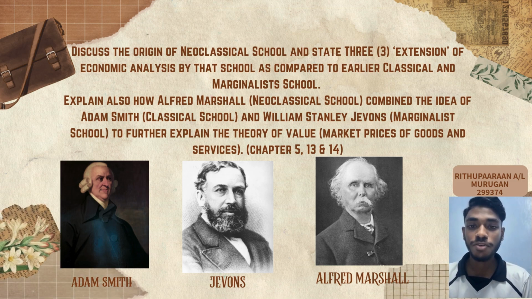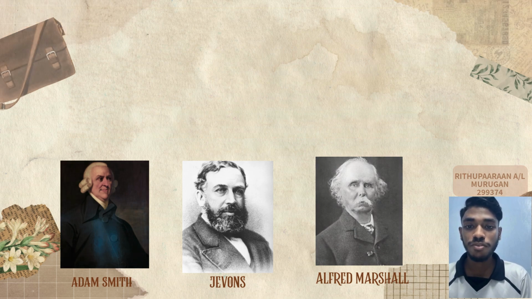We are from group 5 and we will be presenting about the question that was given to us, which is: discuss the origin of neoclassical school and state 3 extensions of economic analysis by that school as compared to earlier classical and marginalist schools, and explain how Alfred Marshall's neoclassical school combined the ideas of Adam Smith's classical school and William Stanley Jevons' marginalist school to further explain the theory of value, market prices of goods and services from chapters 5, 13 and 14.